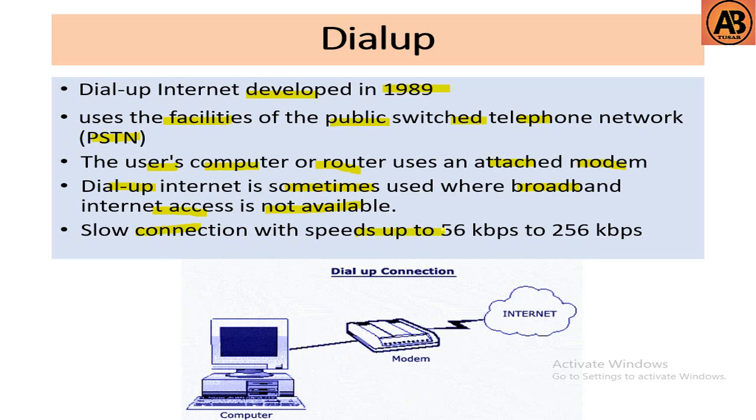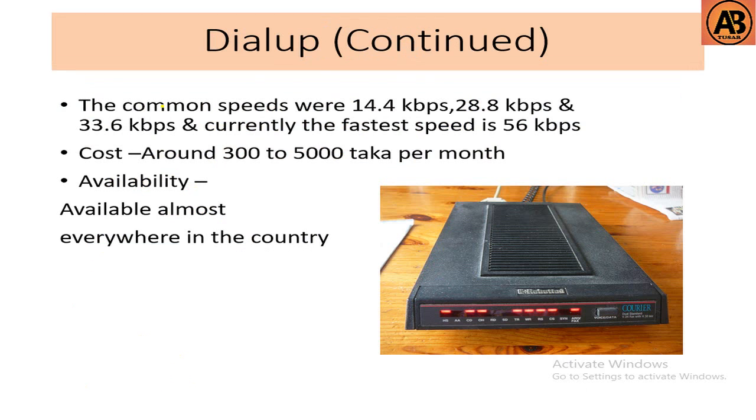Slow connection with speeds up to 57 kbps to 256 kbps. This is the dial-up connection. Modem, internet and computer. That is dial-up connection. The common speeds were 14.4 kbps, 28.8 kbps and 33.6 kbps, and currently the fastest speed is 56 kbps. Cost around 300 to 5000 taka per month. Availability, available almost everywhere in the country.